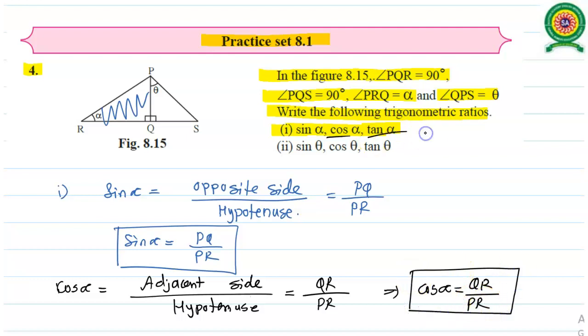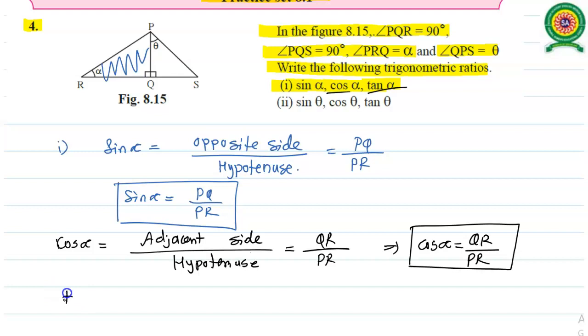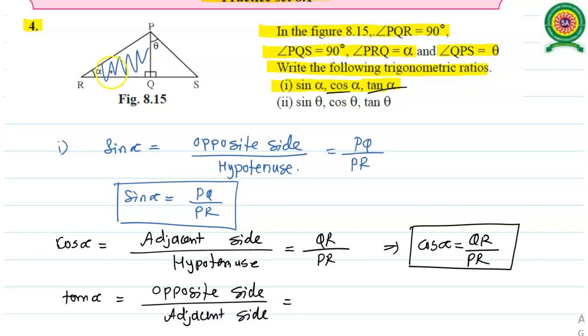Look at the last trigonometric ratio. We have to evaluate tan alpha. So tan of alpha is equal to, by the basic formulation, the opposite side to the adjacent side. The opposite side with respect to angle alpha is PQ, and the adjacent side is QR, so the value of tan of alpha is PQ divided by QR.